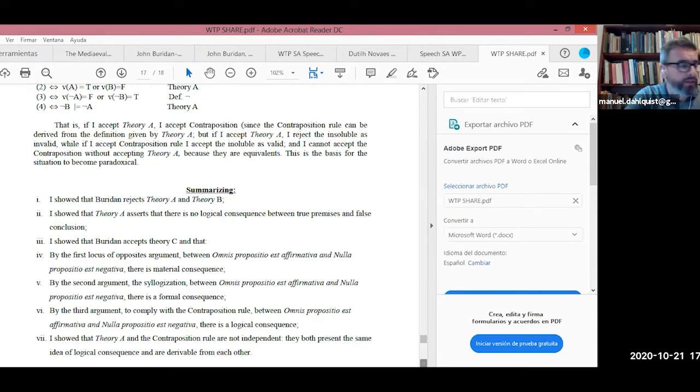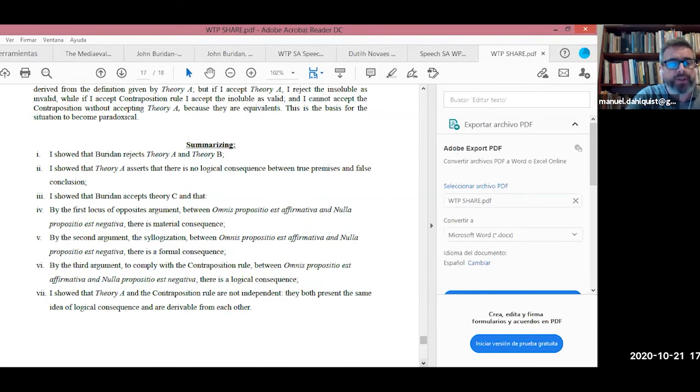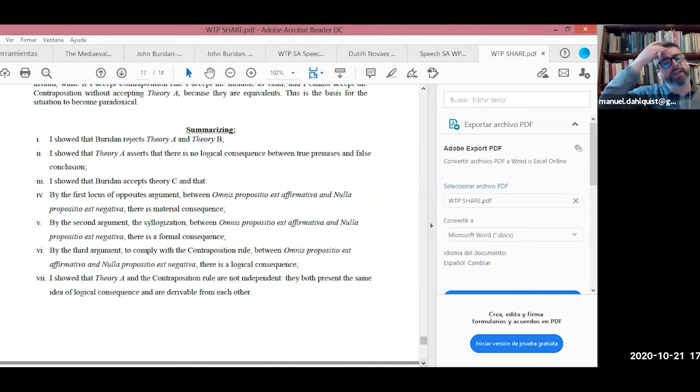Summarizing: 1. I showed that Buridan accepts theory A and theory B. 2. I showed that theory A asserts that there is no logical consequence between true premise and false conclusion. 3. I showed that Buridan accepts theory C. And 4.